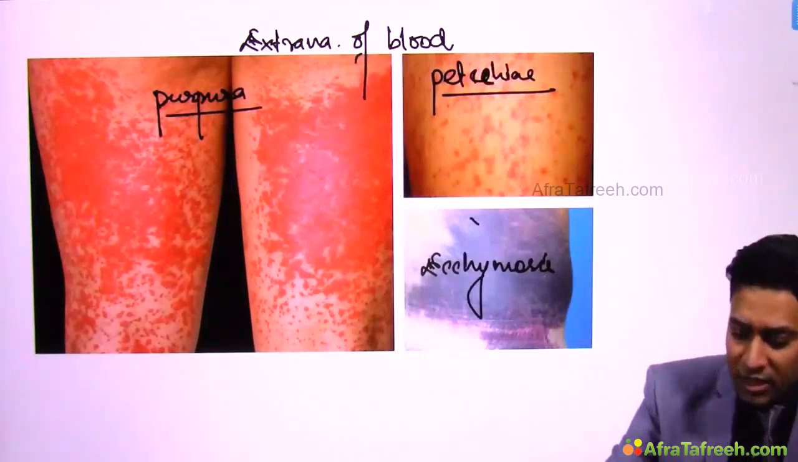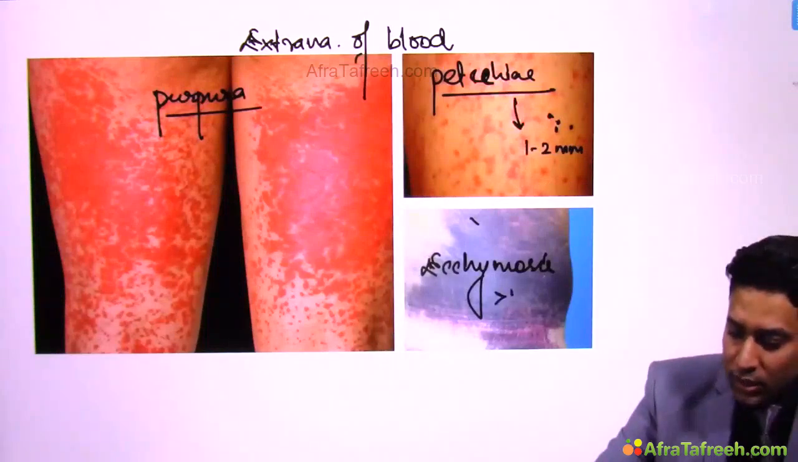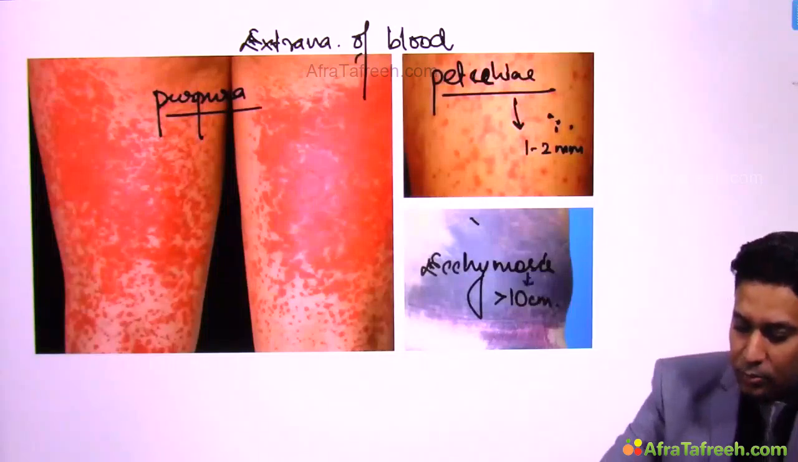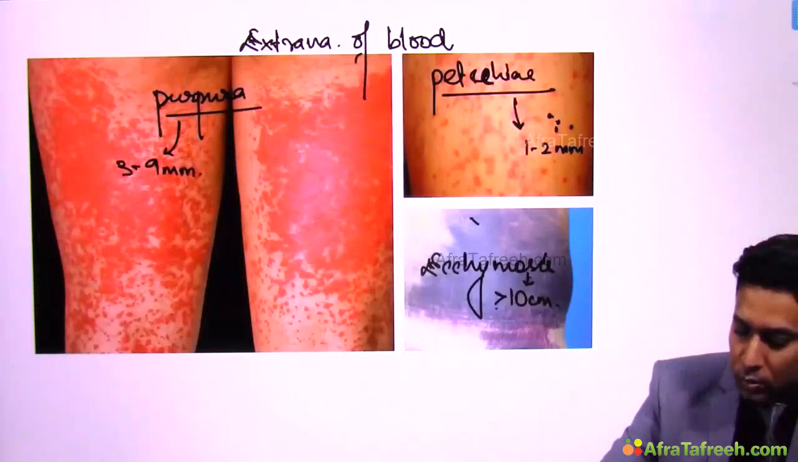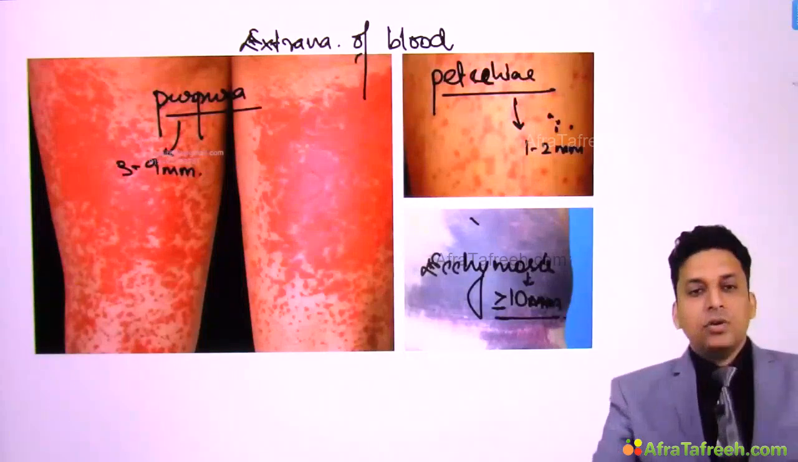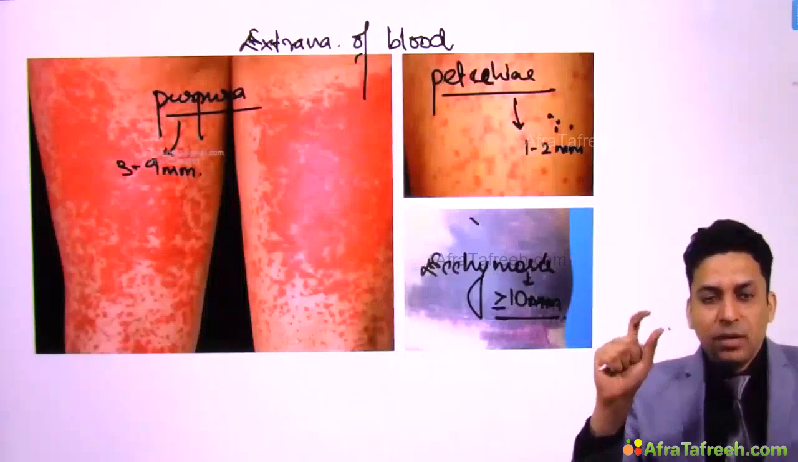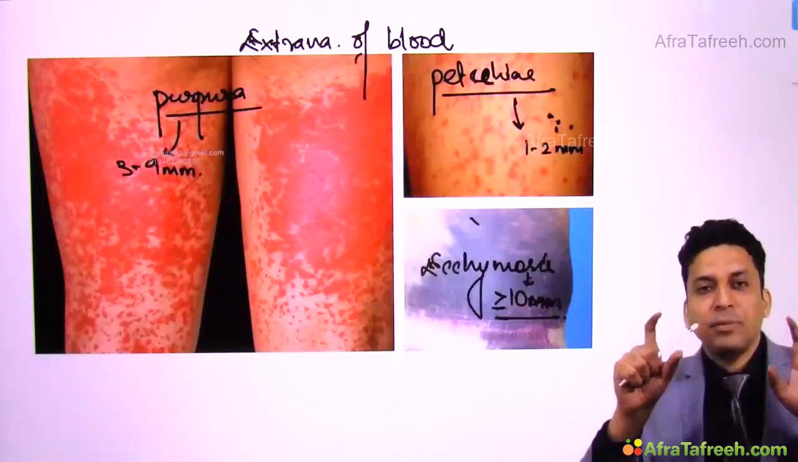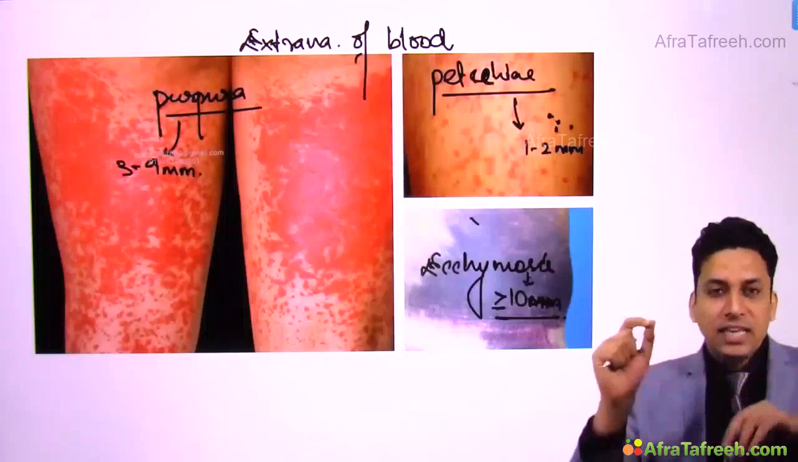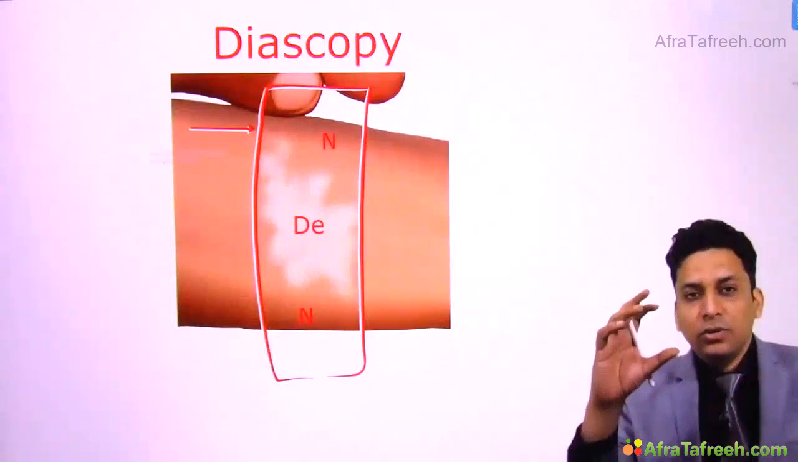Depending on the size, if they are very small, like these very small lesions 1 to 2 mm, these are petechiae. If they are more than 10 mm, this is ecchymosis, and if it is in between 3 to 9 mm, then it is purpura. Okay, so depending on the size, due to extravasation of the blood, petechiae, purpura or ecchymosis might be formed. If it is 1 to 2 mm, it is petechiae. If it is 3 to 9 mm, it is purpura, and if it is more than or equal to 10 mm, then it is ecchymosis.